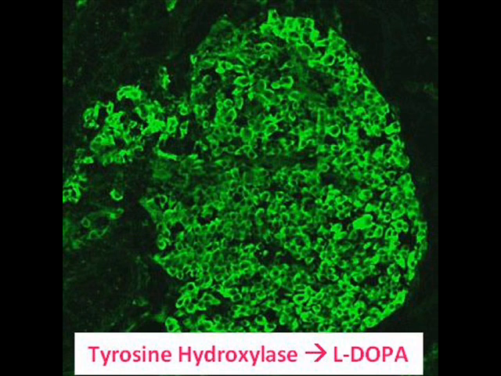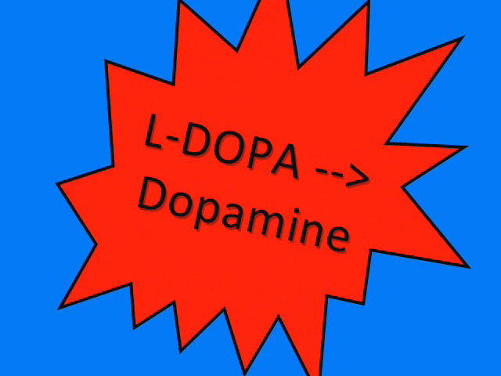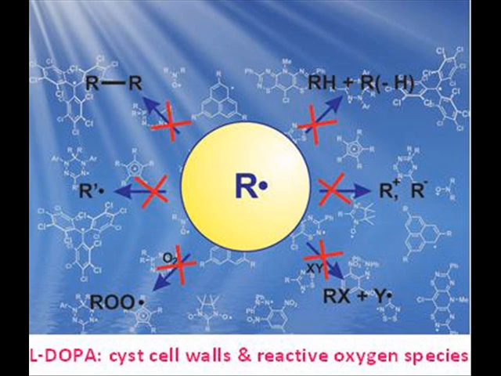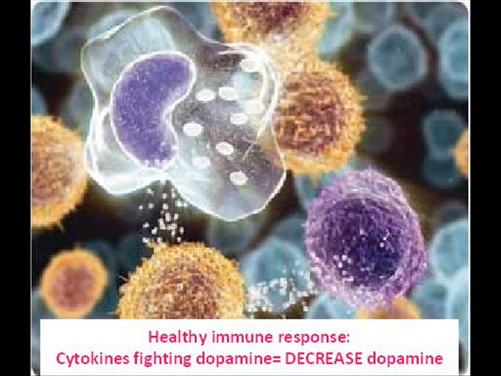It has been recently found that T. gondii contains tyrosine hydroxylase, an enzyme necessary for the formation of L-dopa, the precursor for dopamine, and the cyst formations in the brain result in increased synthesis of L-dopa, which may be used for the formation of cyst cell walls or to increase reactive oxygen species in host cells. Cytokine counteracts the dopamine imbalance in humans, resulting in a decrease of dopamine.